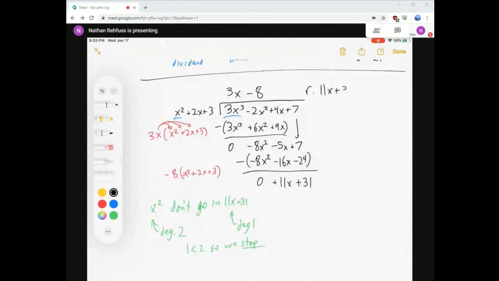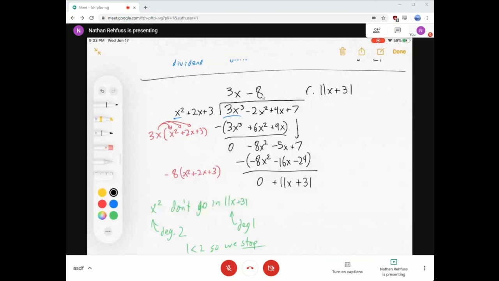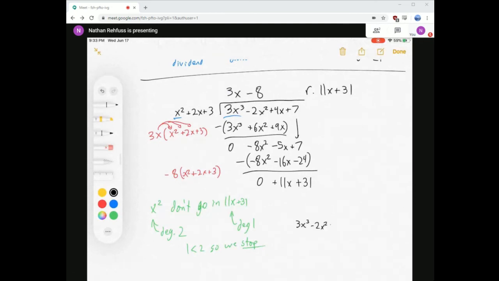And we're done. I'd say that this whole thing is equal to this thing times this thing plus that thing. Let me write that down. This whole thing is equal to x squared plus 2x plus 3 times 3x minus 8 with an extra 11x plus 31 on the outside. And that's the way the news goes.